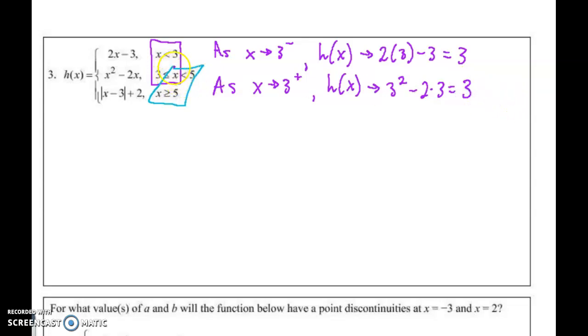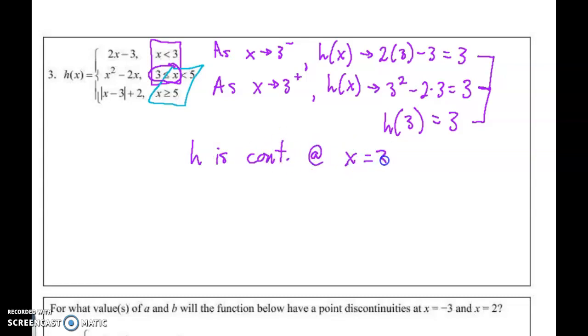And notice that this piece is also what x is. So h of 3 is also equal to 3. These two values have to be the same. So as you look at the left side equals the right side, which equals the function at the point, h is continuous at x equals 3. But that does not necessarily mean h is continuous at x equals 5.